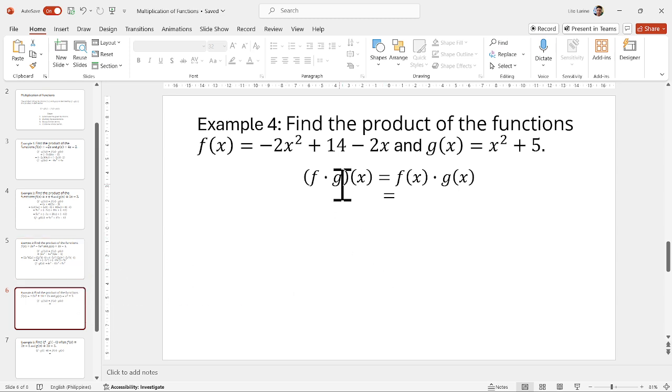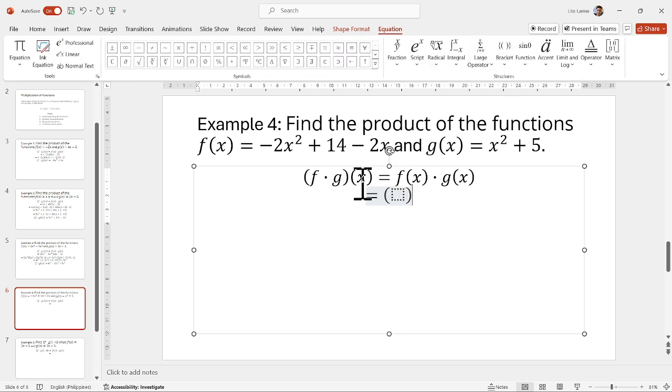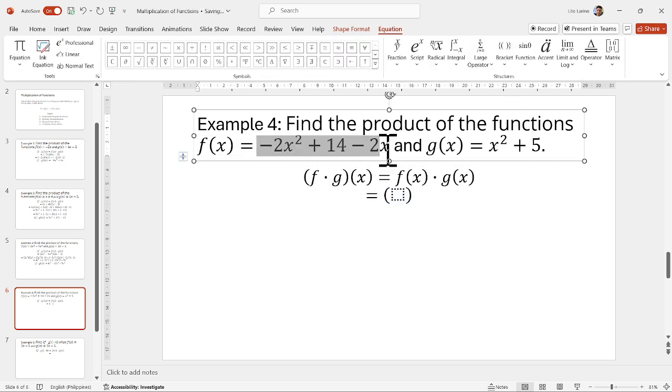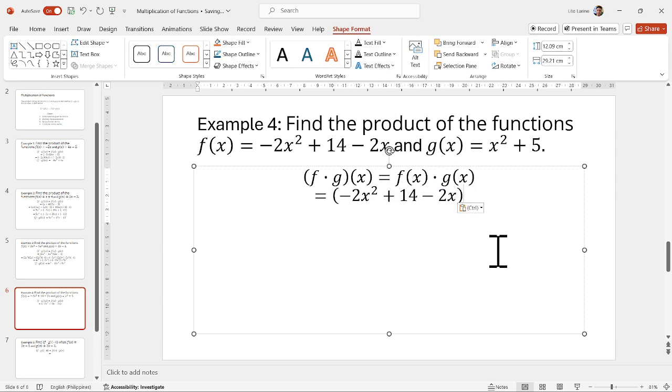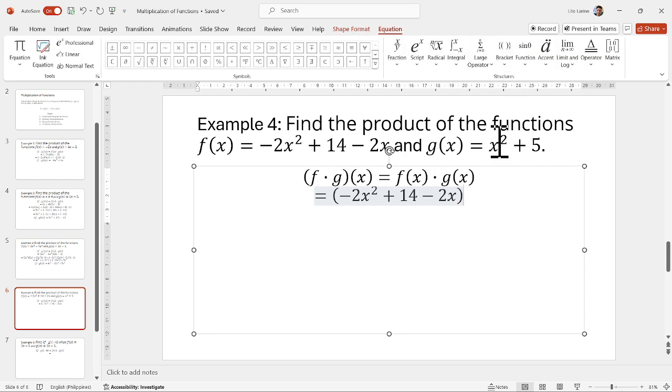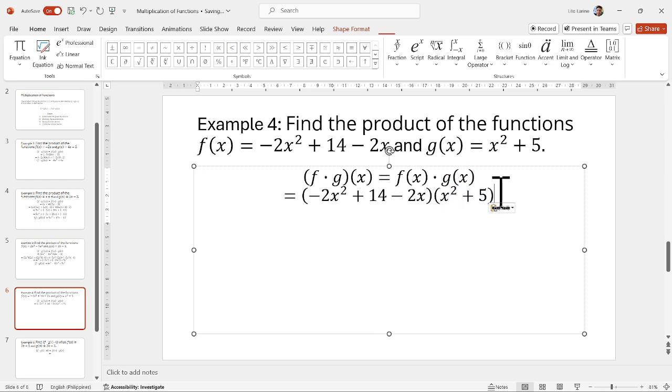Example number 4. Find the product of the functions f of x equals negative 2x squared plus 14 minus 2x and g of x equals x squared plus 5. Substituting, we have, enclosing them in the parentheses, the second expression, g of x is equal to x squared plus 5.